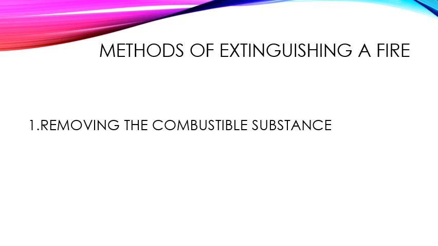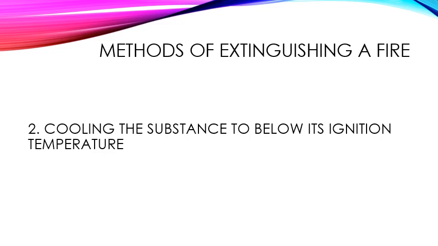Methods of extinguishing a fire. First, removing the combustible substance. However, this is not possible in case of, say, a building on fire, as the entire building is the combustible substance. Second point, cooling the substance to below its ignition temperature.